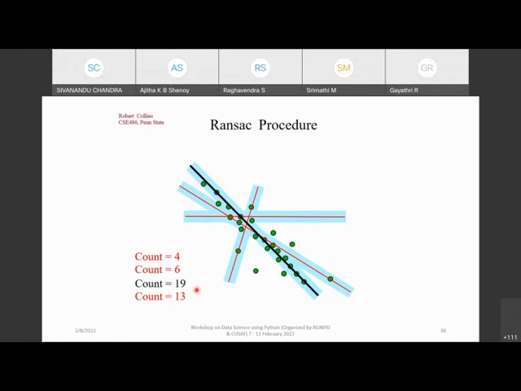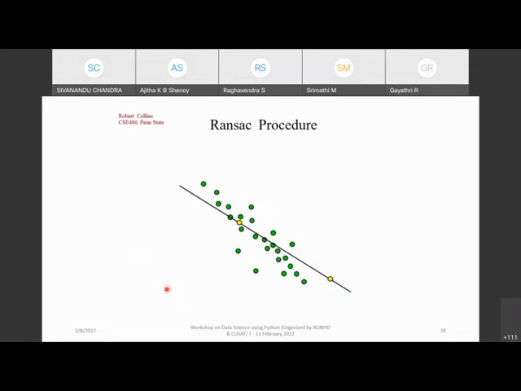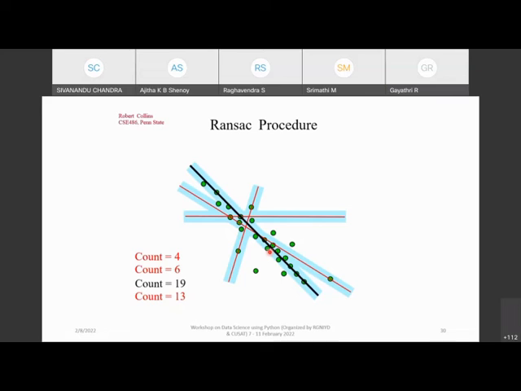Then I am going to select the best fitted line. So what is the maximum number of inliers that I have got? That is the count of 19. This is the line for which many points are inliers. So finally I am going to select this particular line.